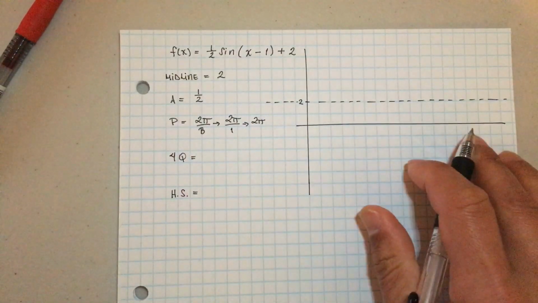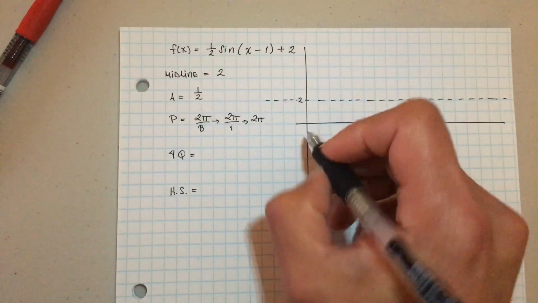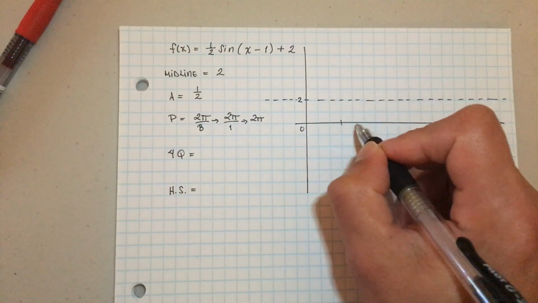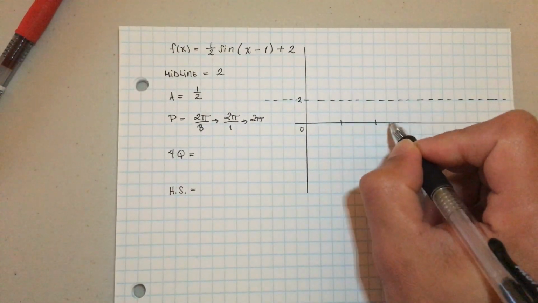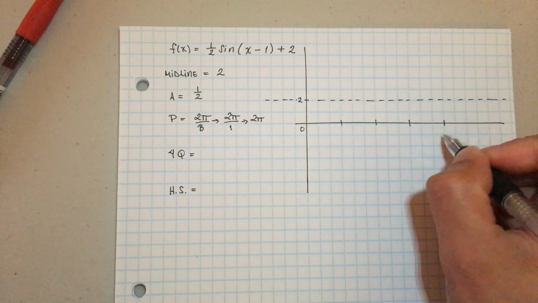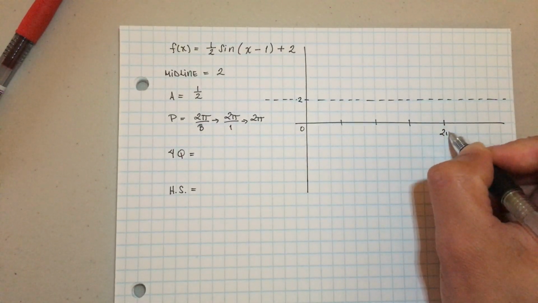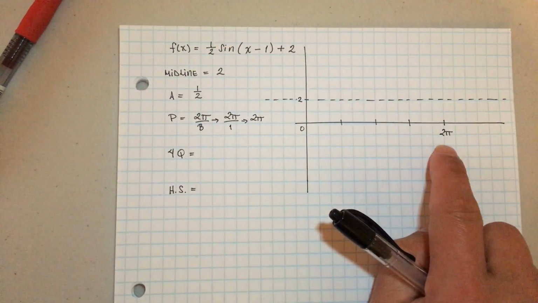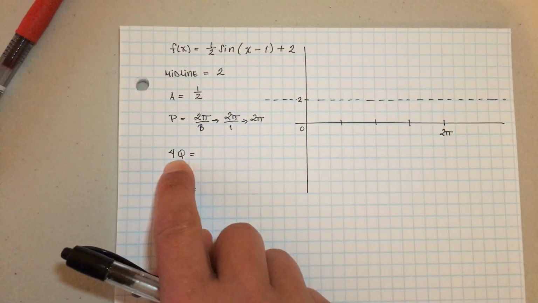Now I want my sections. Let's see. I know I start off here. This is 0. 1, 2, 3. That's going to be one section. 1, 2, 3, that's another section. 1, 2, 3, that's another section. And here. By the time I get to this last part, I should have one wave. Right here is 2 pi. Okay, cool. What are my 4 quadrants, my 4 sections?